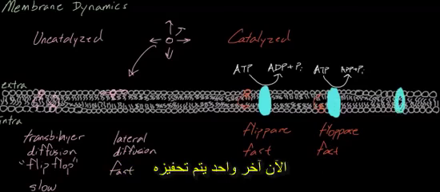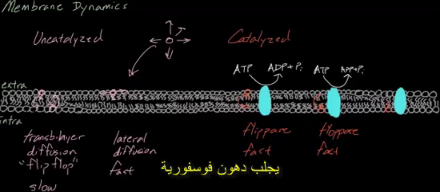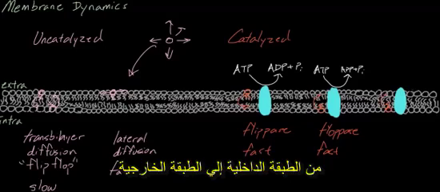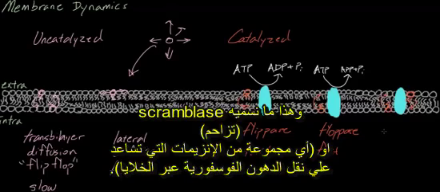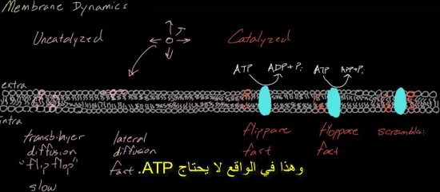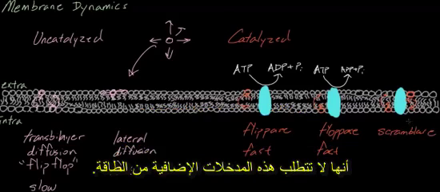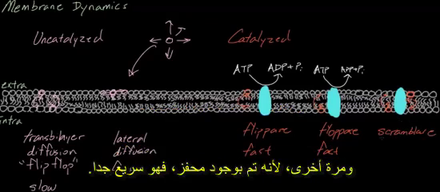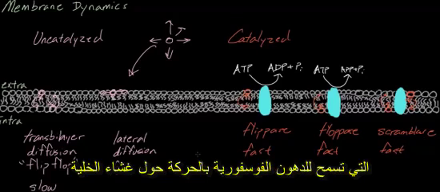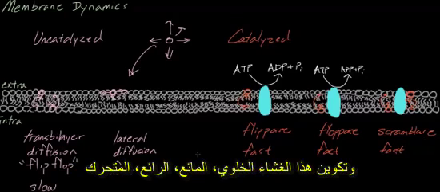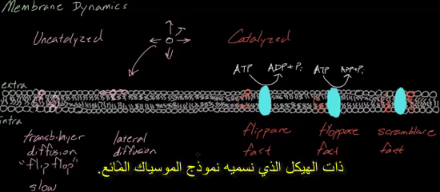Now the last one that is catalyzed does something really interesting. It actually brings a phospholipid from the inner leaflet to the outer leaflet, and one from the outer leaflet to the inner leaflet. And this is what we call scramblase. And this actually does not need ATP, doesn't require that extra input of energy. And again, because it is catalyzed, it is pretty fast. So in summary, these are the ways that allow our phospholipids to actually move around our cell membrane and create this amazing moving fluid cell membrane structure that we call the fluid mosaic model.